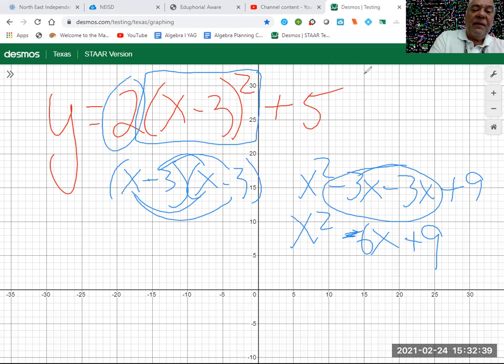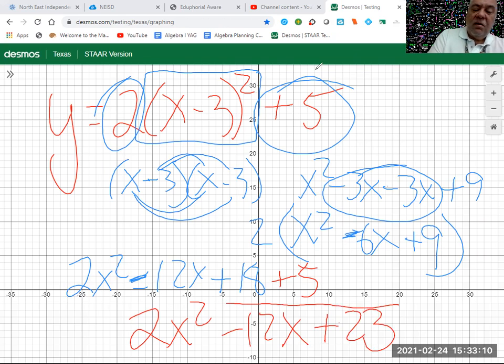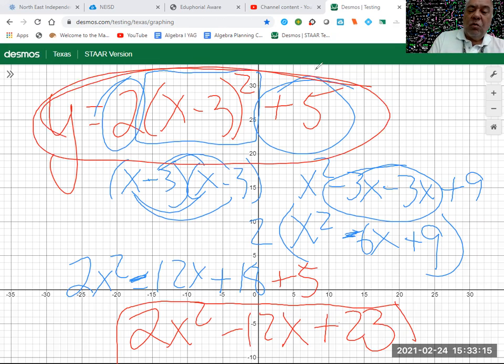But now don't forget about this 2. That whole thing is multiplied by 2. So if I multiply that out, I get 2x squared minus 12x plus 18. And then I add that 5 at the end. So you end up getting 2x squared minus 12x plus 23, since 18 plus 5 is 23. There, now I've just converted it from vertex form to standard form. That's how you do that.